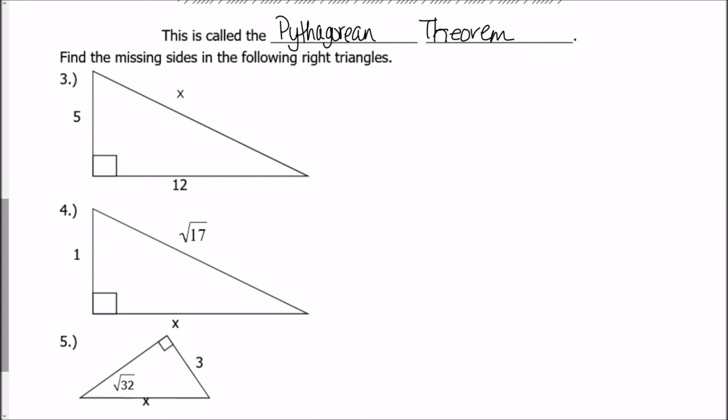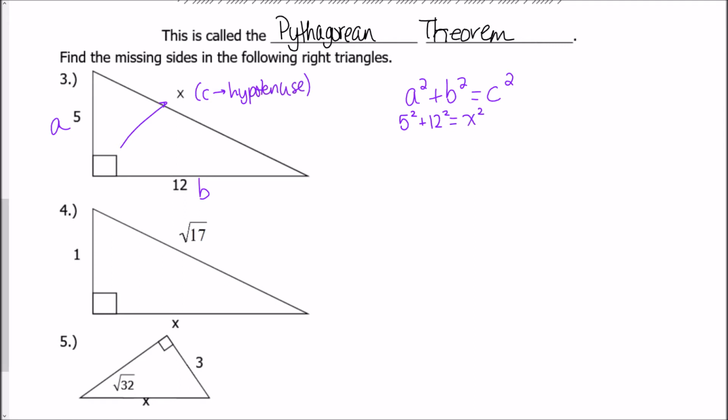So right here, the first thing I'm going to do is identify which is my hypotenuse, which one is my C value. And it's the one that's right across from the right angle. So C is x, so this is my hypotenuse. And in order to use Pythagorean Theorem, I'm going to say a squared plus b squared equals c squared. Since x is the hypotenuse, a could be 5 or a could be 12. It's up to you. Since I said a is 5, I'm going to say b is 12. So I'm going to say 5 squared plus 12 squared equals x squared.